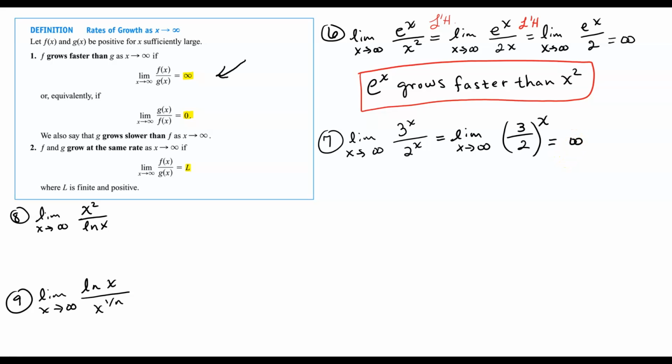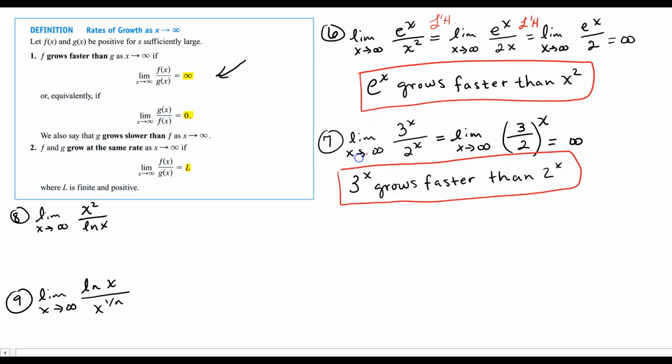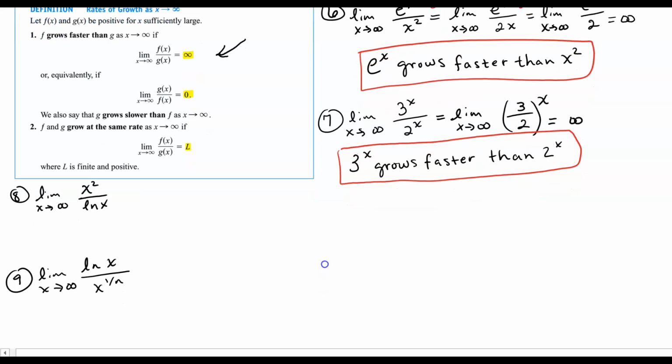So the answer here, all right, and it should be pretty intuitive, is that 3 to the x grows faster than 2 to the x. And think about that for a second. It makes sense. 3 to the 0 is 1. 2 to the 0 is 1. So they're at the same level there. 3 to the first is 3. 2 to the first is 2. 3 is bigger. 3 to the second is 9. 2 to the second is 4. Again, the power of 3 is bigger. So it should make some sense there, intuitively.